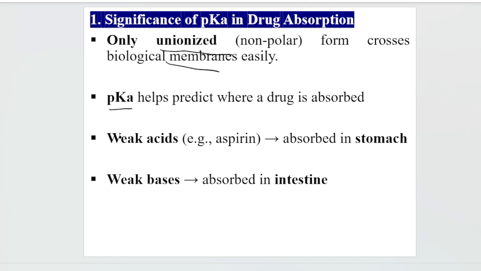For most of our drugs, they are either weak acids or weak bases. So if the drug is a weak acid and it is given by extravascular route, such as aspirin, it has to be absorbed from the stomach because it will be in unionized form inside the stomach. But because of less surface area, the drug aspirin is mostly absorbed in the intestine, otherwise it has to be absorbed from the stomach.